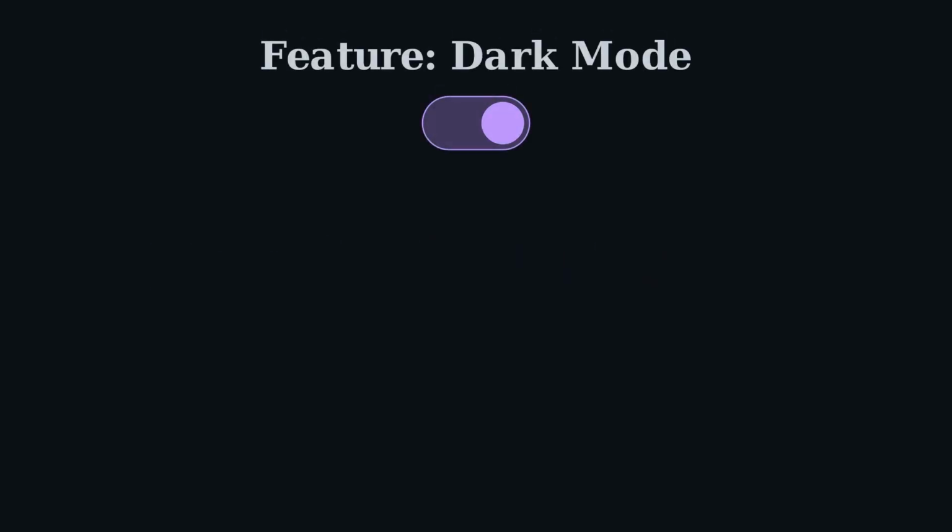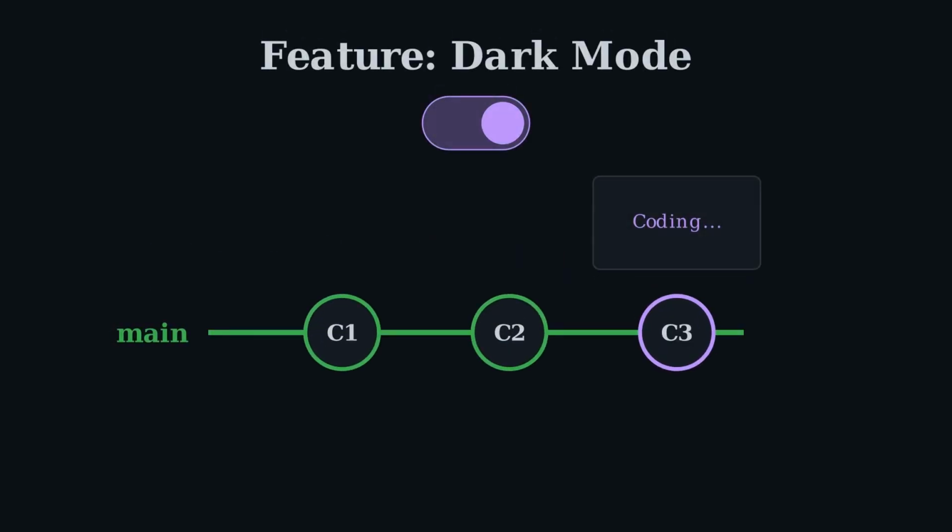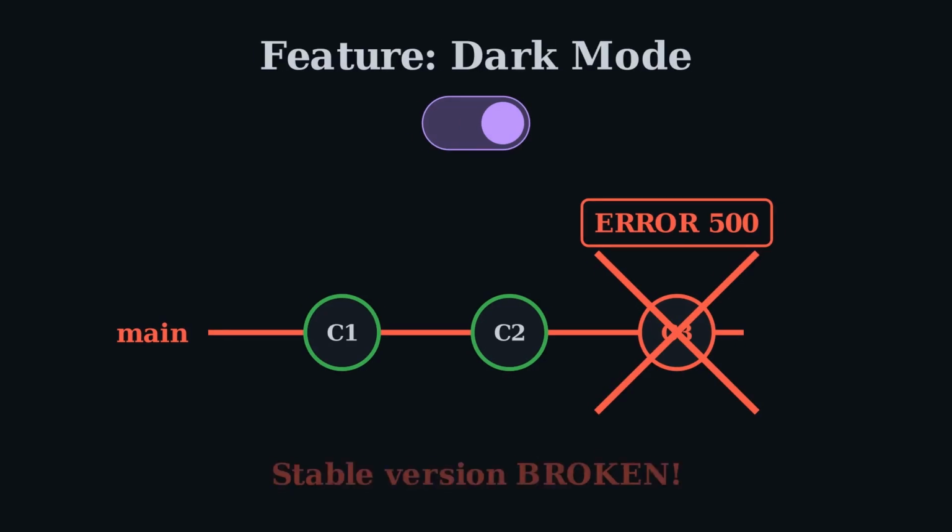Okay, this is where Git gets powerful. A branch is basically a parallel universe for your code. Your main project lives on a branch called main. It's the stable version, the one that works. Now let's say you want to add a dark mode feature. You could just start coding directly on main. But what if you break something? Now your stable version is broken too.